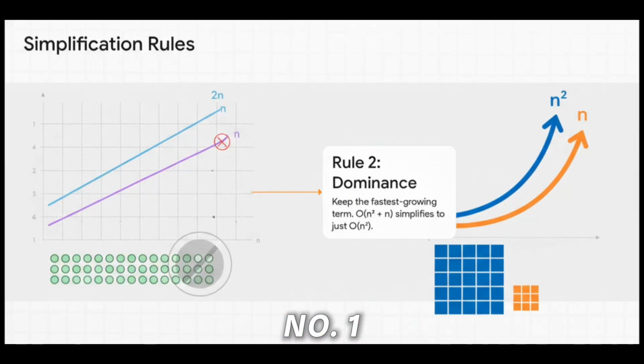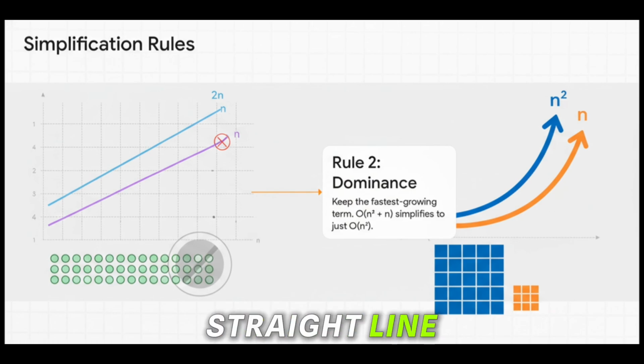Rule number 1. Drop the constants. Look, Big O cares about the big picture, the overall trend. If an algorithm takes 2n steps or 5n steps or half of n steps, the growth shape is still a straight line. So we simplify all of them down to just O of n.